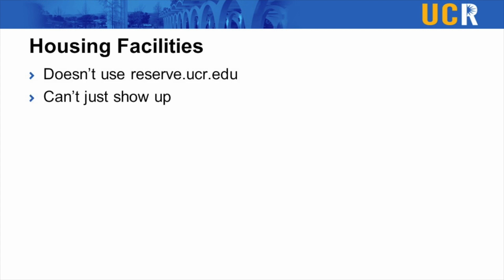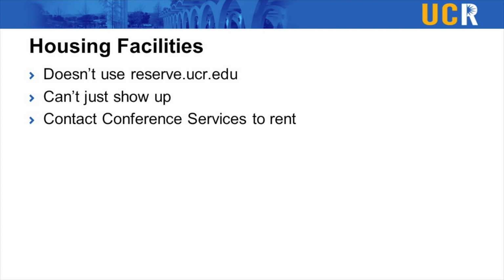The last bit about reservations and event planning is about using space in housing facilities. You may want to do an event in one of these residence halls or in a space controlled by housing. You can't reserve these spaces through Highlander event scheduling. You also can't just show up and use the space. There's 2 ways that you can use the space. The first is to contact the department called Conference Services to reserve and rent the space. This will cost money, however, so if you go this route, there will be fees.